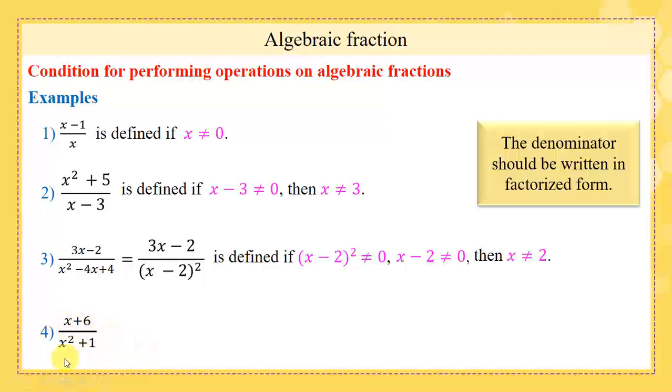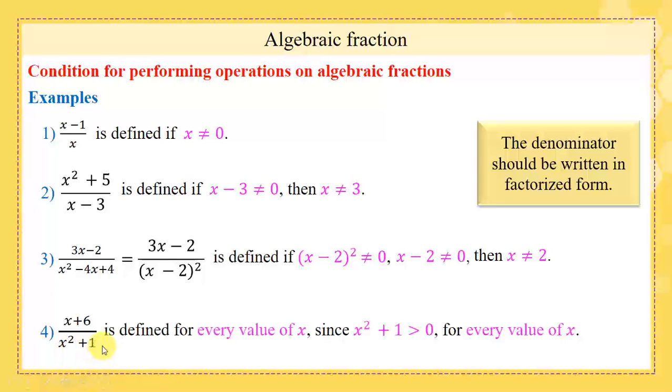(x plus 6) over (x squared plus 1). Please pay attention to number 4. Here, for x squared plus 1, there is no value of x we can replace to get 0. So we say that this fraction is defined for every value of x. Why? Since x squared plus 1 is strictly positive for every value of x.